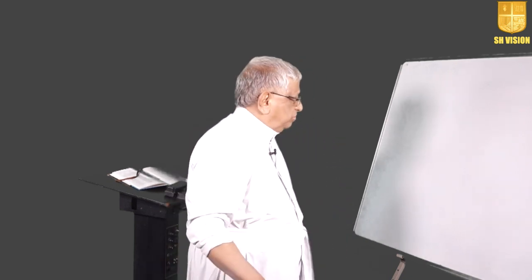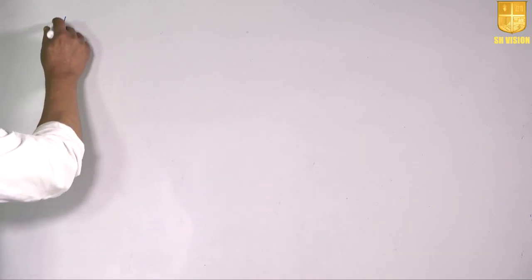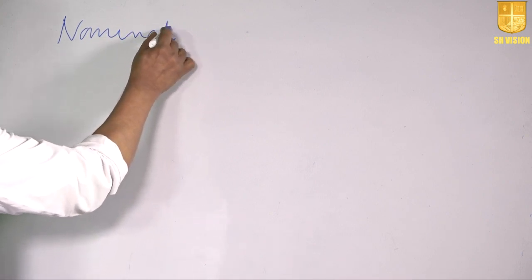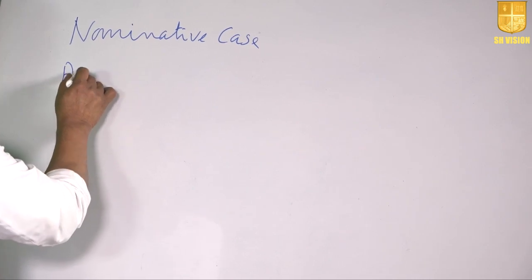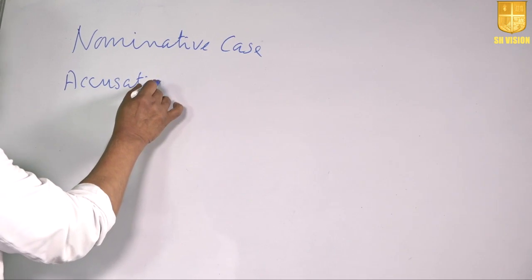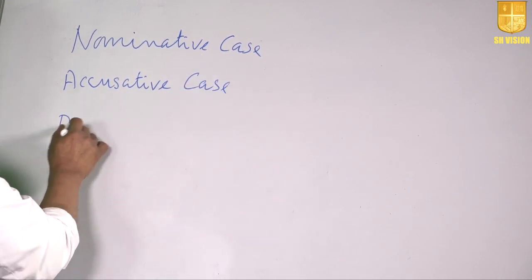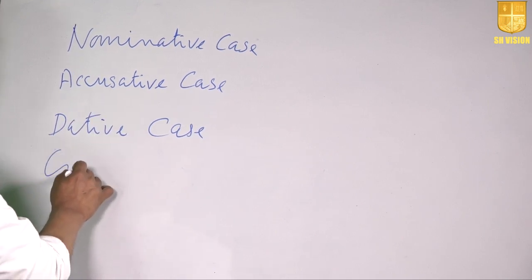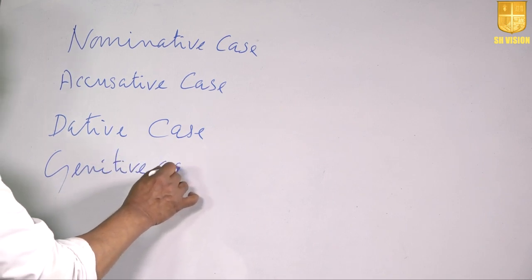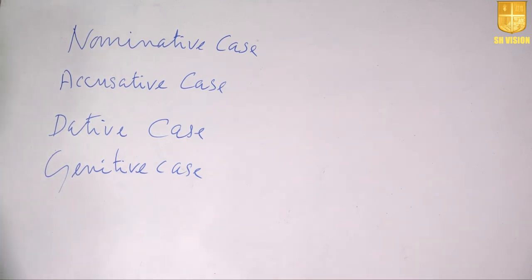The 4 cases are, I give you the English names. The German names are not very important for us now. The English names are nominative case, then accusative case, then dative case. The last one is genitive case. Additional for Sanskrit are vocative case, instrumental case, to say something by, the meaning of by, ablative case, and locative case.